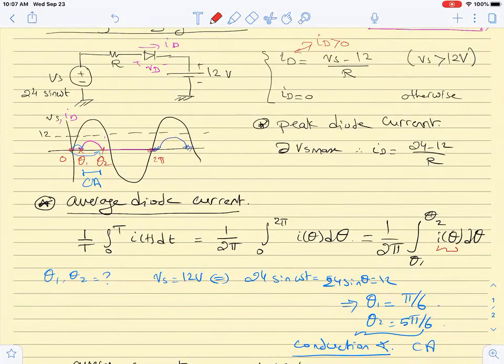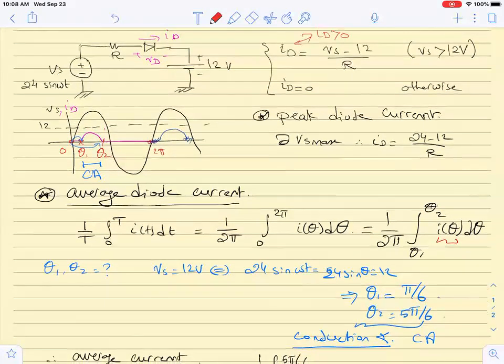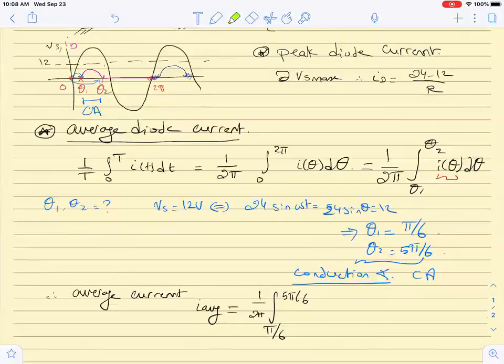Vs is positive. When Vs is greater than 12, it is Vs minus 12 over r, right? So yes, I have to go back to this equation here. It will be Vs in terms of theta, not t. Exactly, to plug in I of theta. Minus 12 over r. True, exactly.